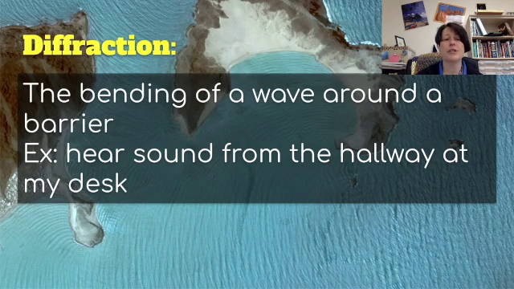There's also diffraction. This is the bending of a wave around a barrier. We can see here around these islands in the background that all of these waves are bending around these landforms in different directions. This is due to diffraction. An example is I can hear sound from the hallway at my desk. If sound waves did not bend around the door, I would only hear the sound waves if I was standing right in front of the door, where they are most intense, but I can also hear things from the hall at my desk.